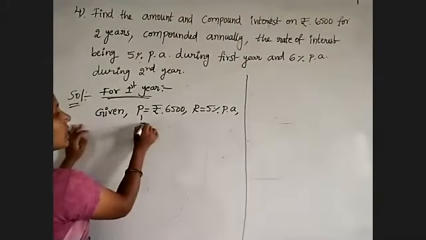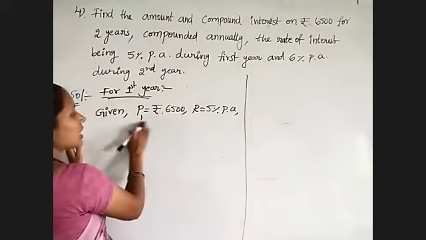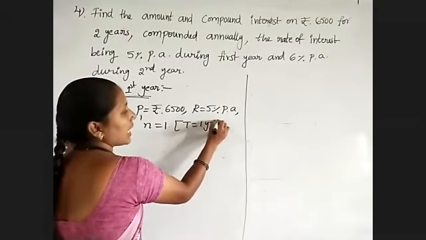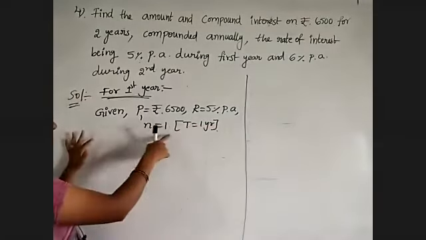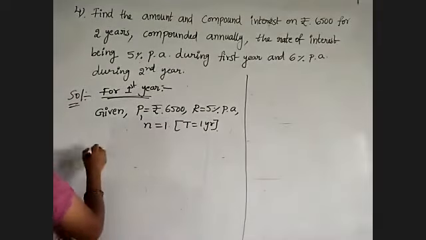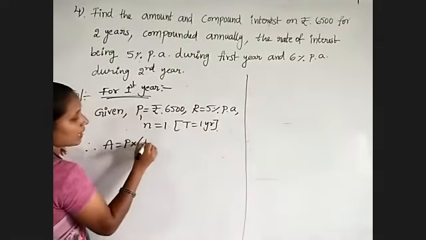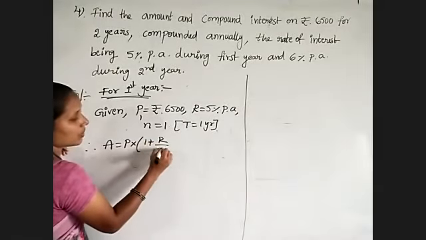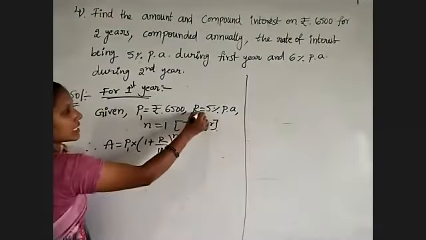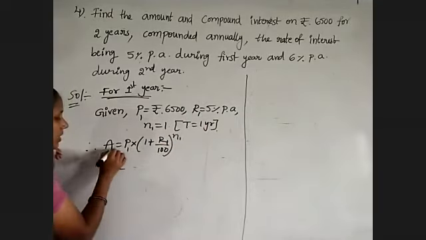And T is equal to 1 year. That means N is equal to 1. Since we are calculating only for 1 year, the amount is compounded annually. That's why the number of conversion periods and the given time are both the same. And now the compounded amount is equal to P into 1 plus R by 100 whole to the power of N. So here P is P1, R is R1, N is N1. So first year we are doing, which will be amount 1.